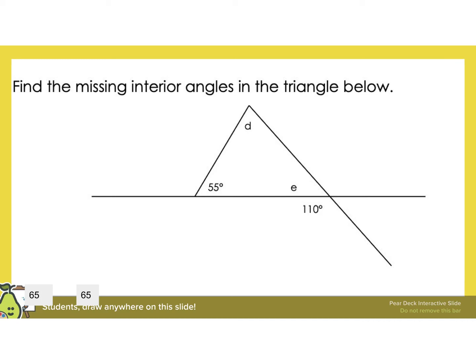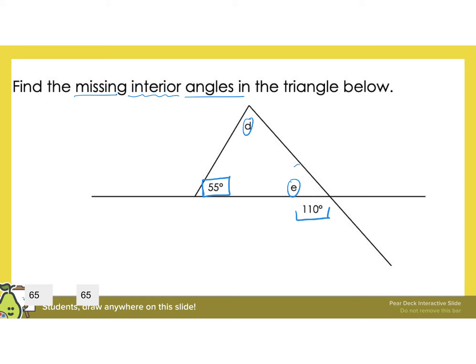All right, let's see what we're doing. Find the missing interior angles. So that means D and E. And what information do we have? We have the exterior angle, and we have one of the opposite interior angles. Okay? So, one place to start.